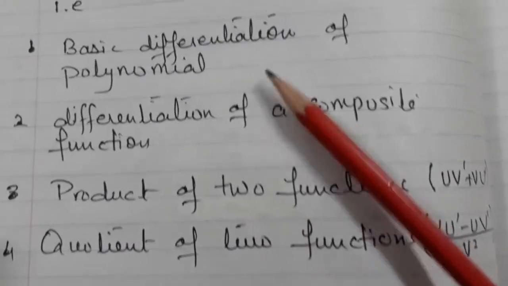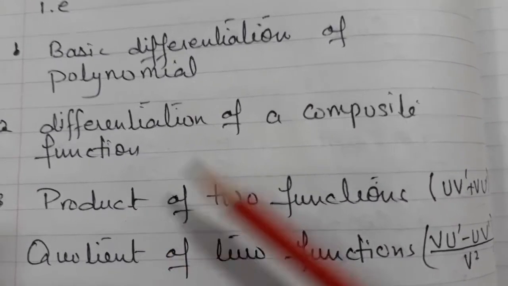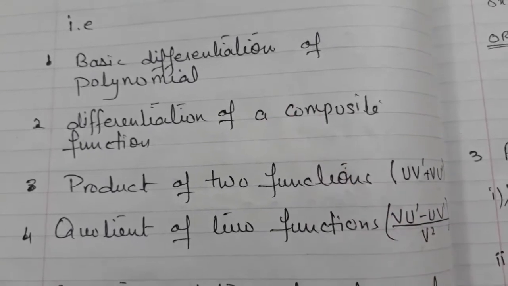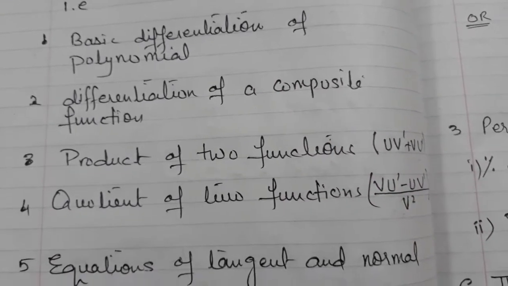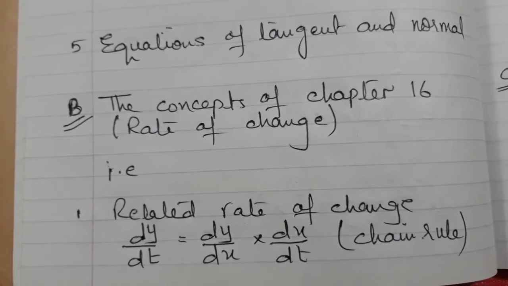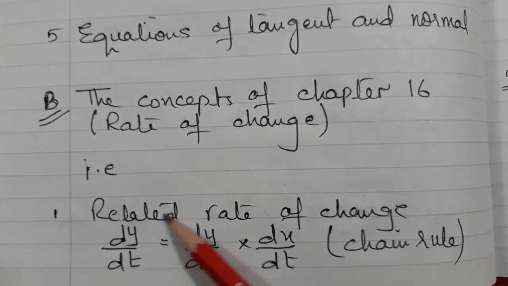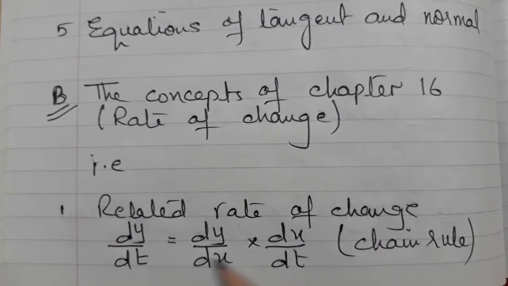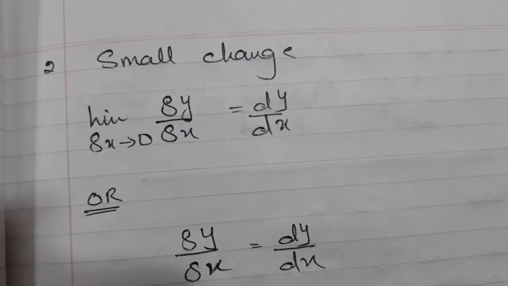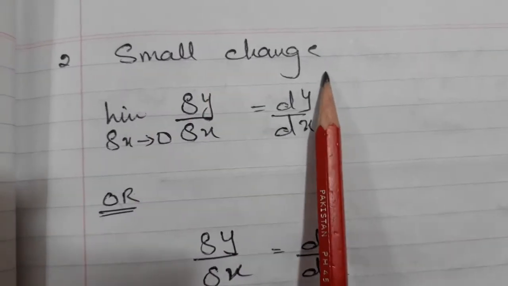If you have forgotten what all these are, we will see them in the examples of exercise 18.1. Here I am just trying to help you recall which concepts you have learned in chapter 15. Then comes chapter 16, which was about rate of change. You learned related rates of change, where we apply the chain rule. And the second concept in chapter 16 is small change.